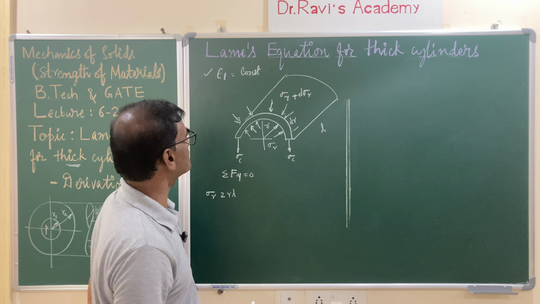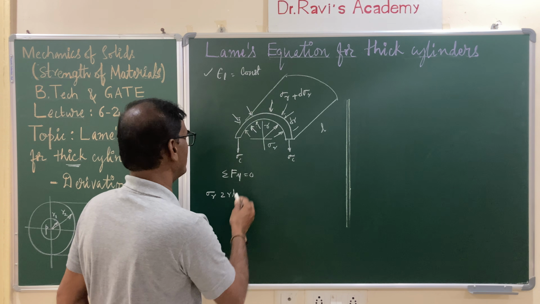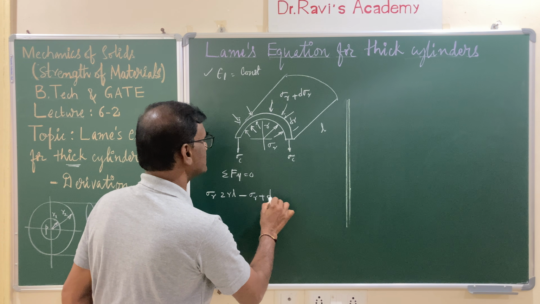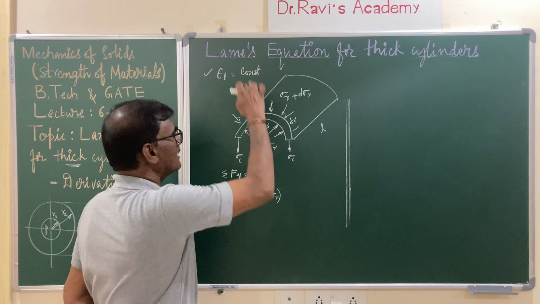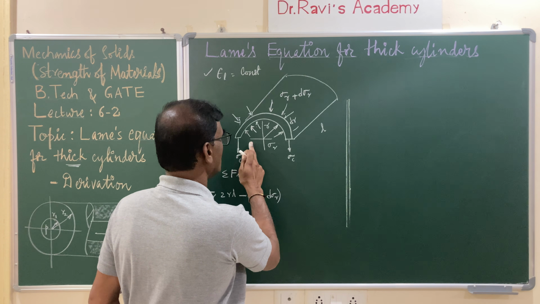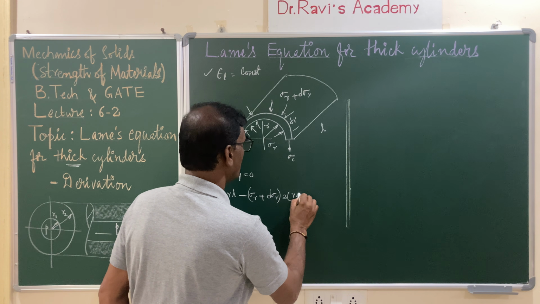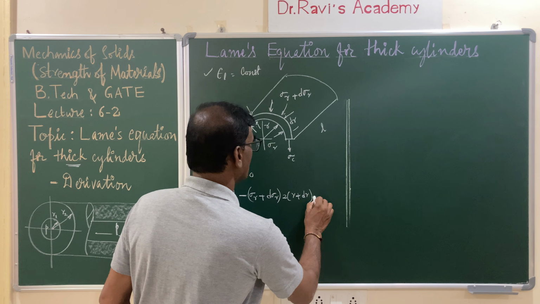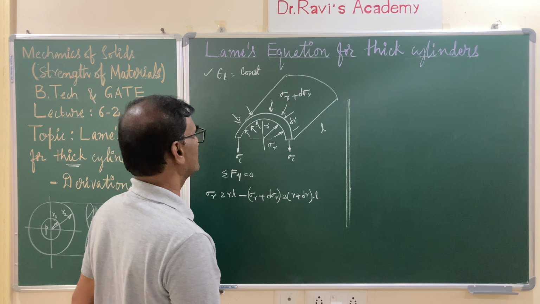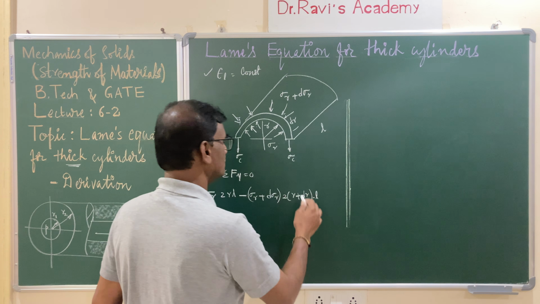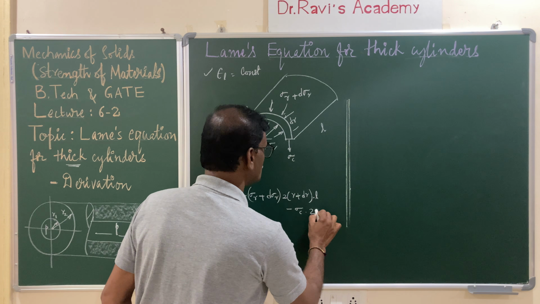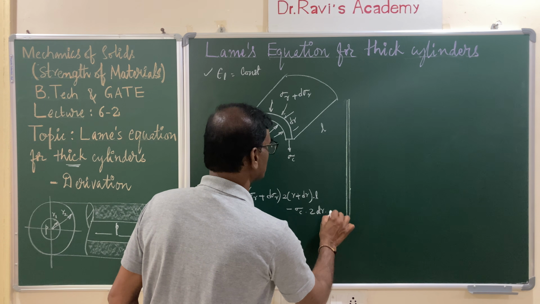2rL is the projected area for sigma r, which is acting upwards, and minus sigma r plus d sigma r is the stress, and the area is r plus dr plus r plus dr, so 2 into r plus dr, into L, the length. This is the projected area from the top. Now the third term, again minus, sigma c into 2dr into length L, equals 0.